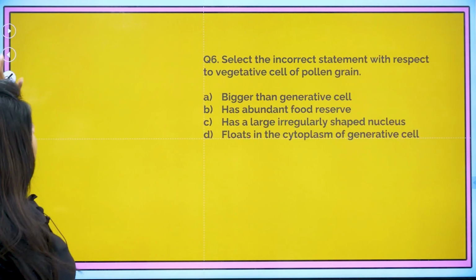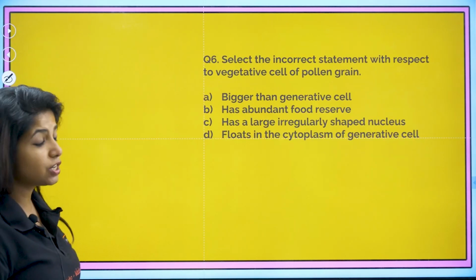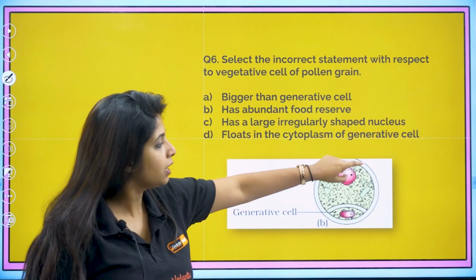Cool. Fine. Next question. Select the incorrect statement with respect to vegetative cell of the pollen grain. What is vegetative cell, my dear children? So if you see the structure of pollen grain, it looks like this.